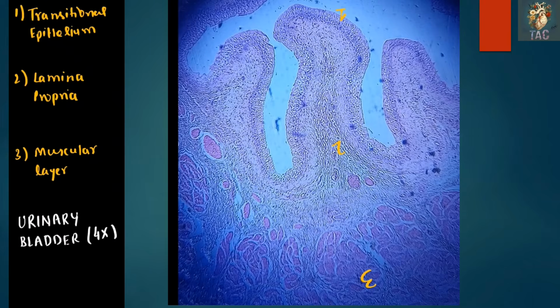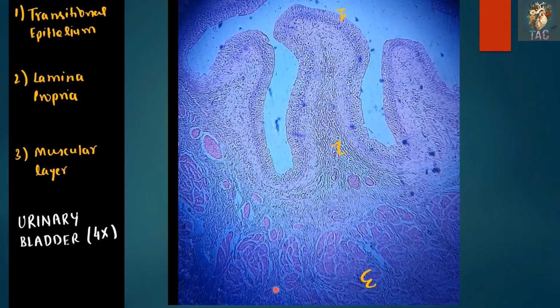This is the slide for the urinary bladder, and in this slide you can see first the epithelium, and this epithelium is transitional epithelium. The surface cells are typically dome shaped cells. Beneath the epithelium you can see a small amount of connective tissue, and then the lamina propria which is present over here. And here you can see the smooth muscle.